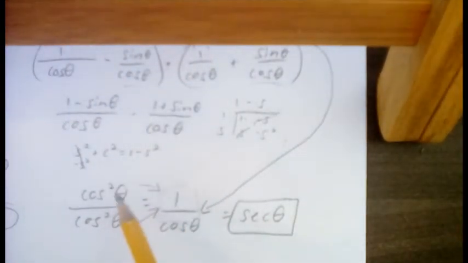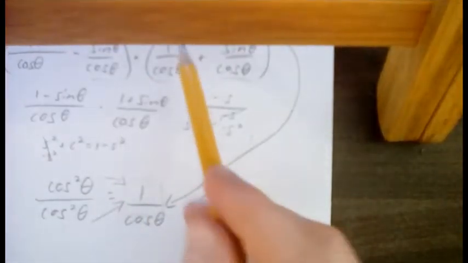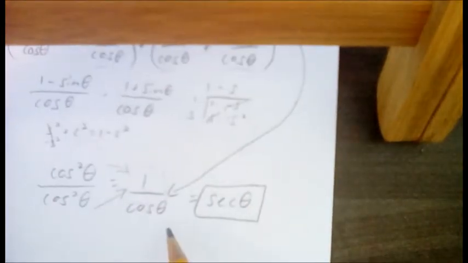So this fraction, which is the top part of this, is 1. Then bringing down this cosine, you have 1 over cosine, and your answer is secant.